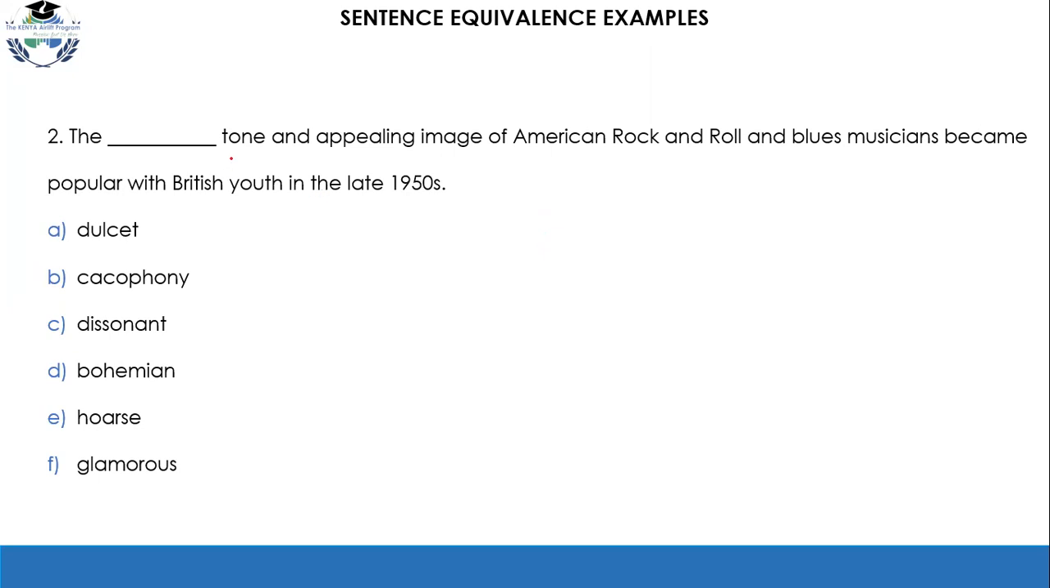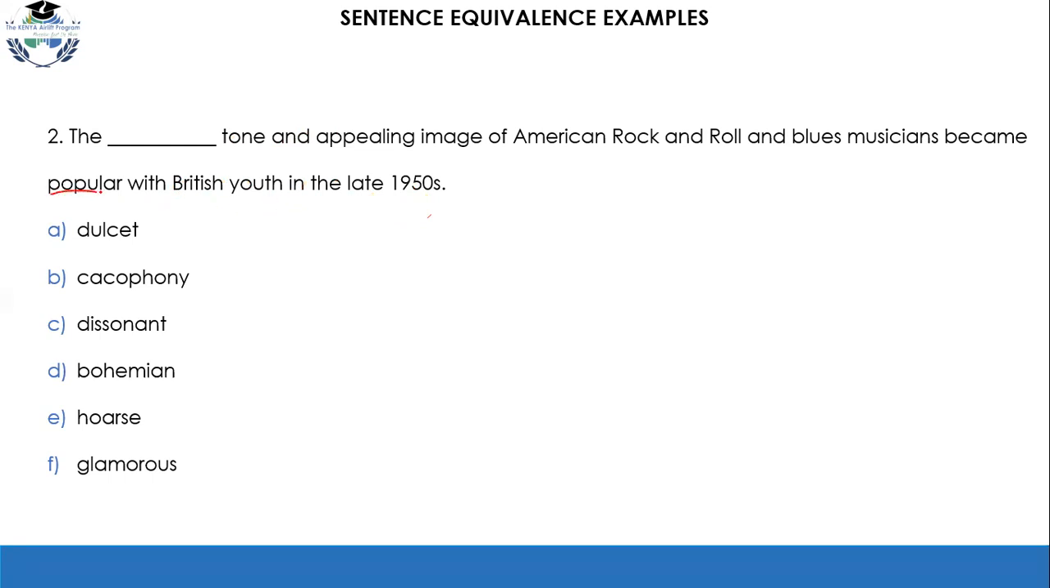Yes, that is exactly right. So when you're talking about the blank tone and appealing image of American rock and roll and blues musicians became popular with the British youth in the late 1950s. So here we are talking about something became popular with the audiences. So there is no negation in here. We don't have although, we don't have despite. So this is a positive sentence.